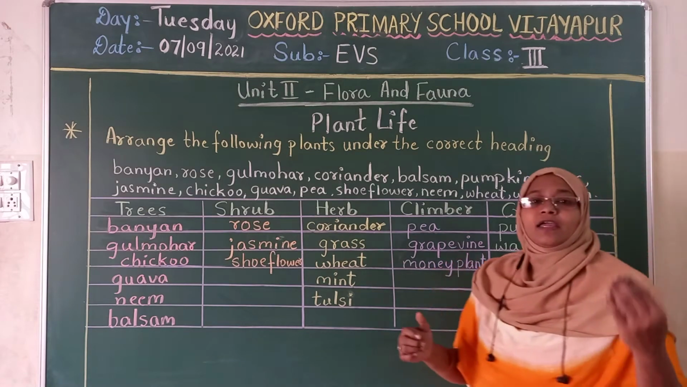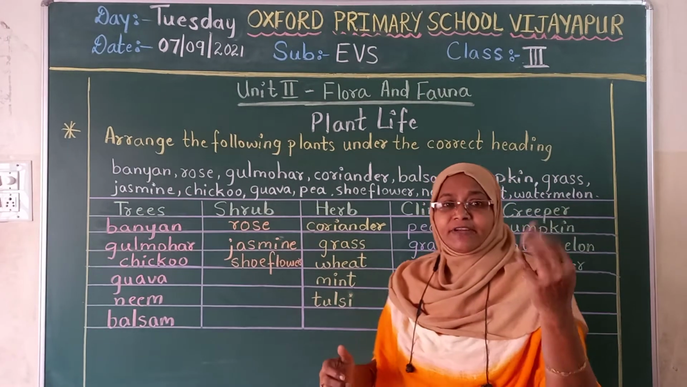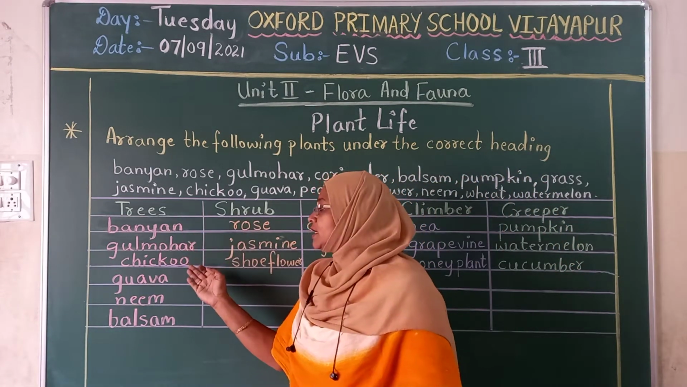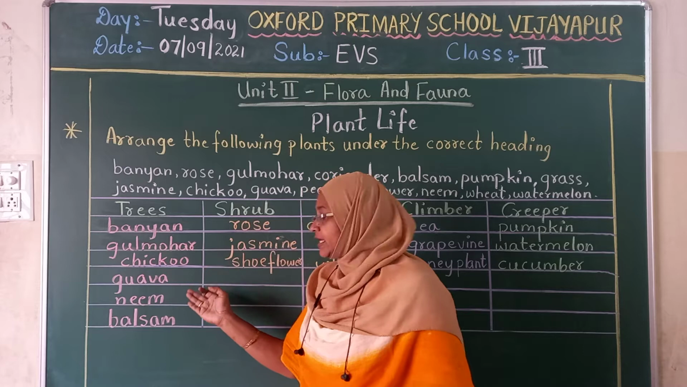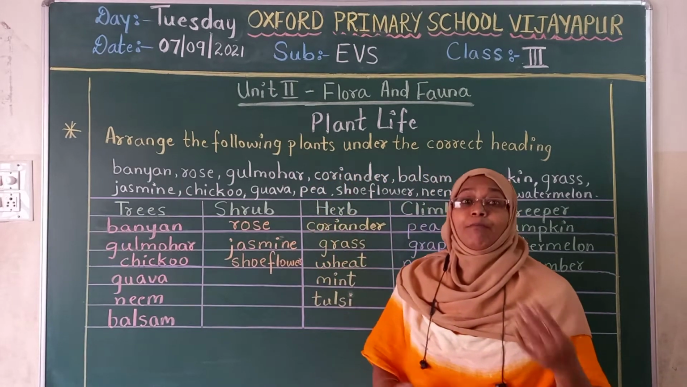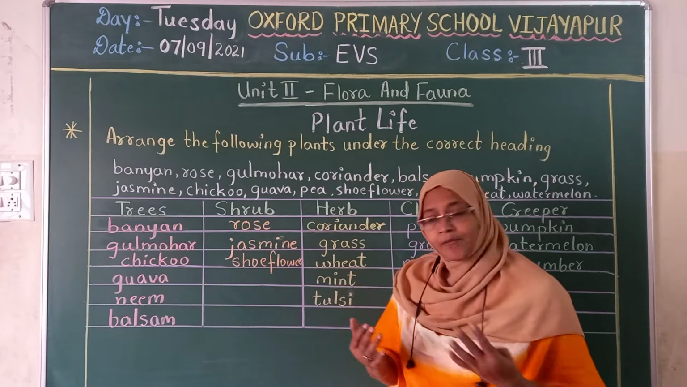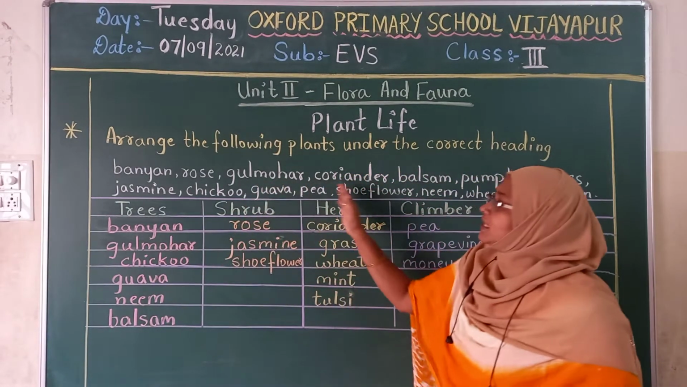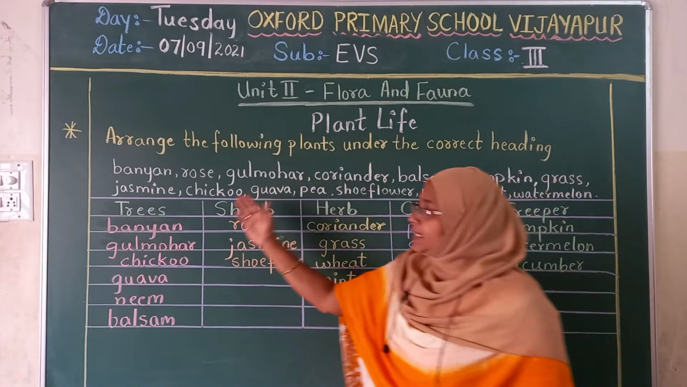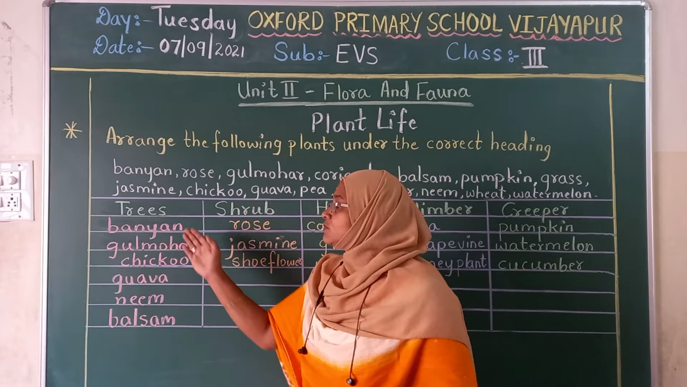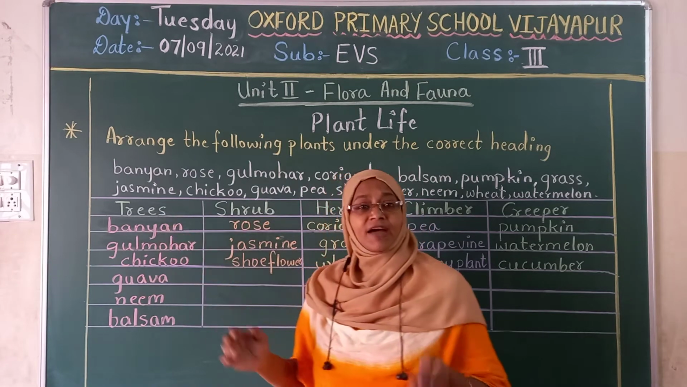See here. If I tell you to write names of 5 trees, it is very easy. See, a banyan tree, gulmohar tree, chiku tree, guava tree, neem tree, balsam tree, tamarind tree, mango tree. These are the names of trees. So children, now you understand trees. So here from the given words, I have sorted it out and I have written here. These are the trees. If the question is asked what are trees, you can write the names of any 5 trees.